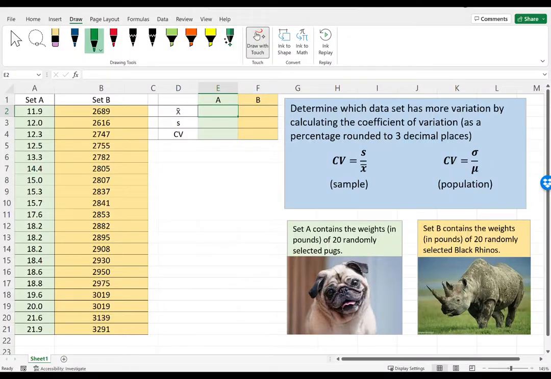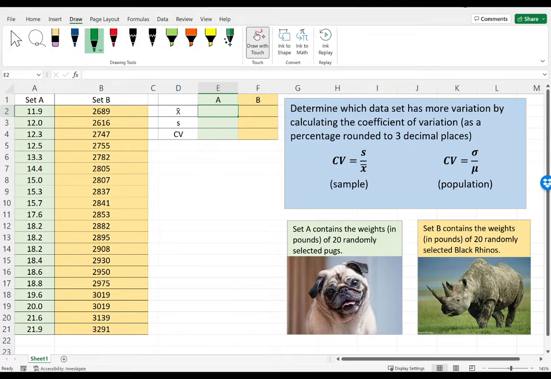Hi, and welcome to this edition of Excel for Introductory Statistics. In this video, I want to talk about the coefficient of variation. Now, we've talked about the standard deviation, both in class and in a previous video. The standard deviation is a metric which we use to quantify the amount of variation within a set.